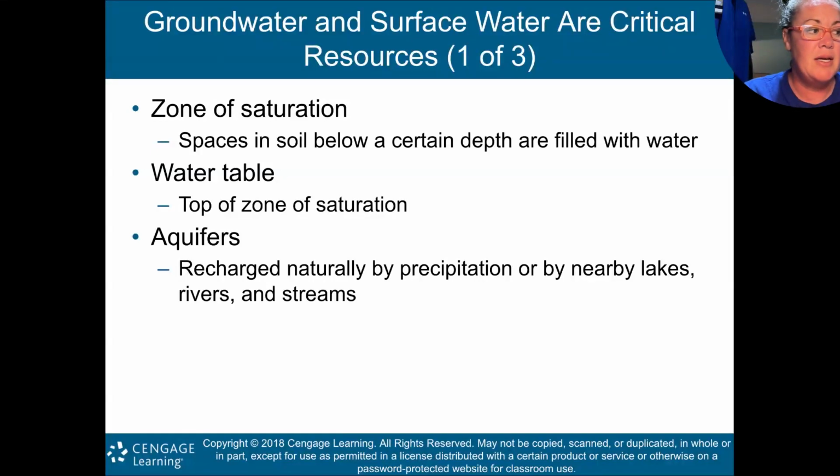But it is a geologic feature of the land where the soil actually holds onto water, and there is basically a body of water under the ground.